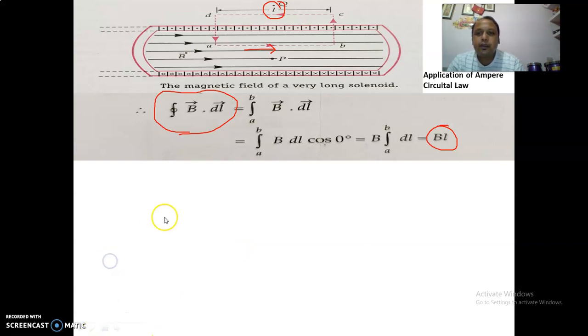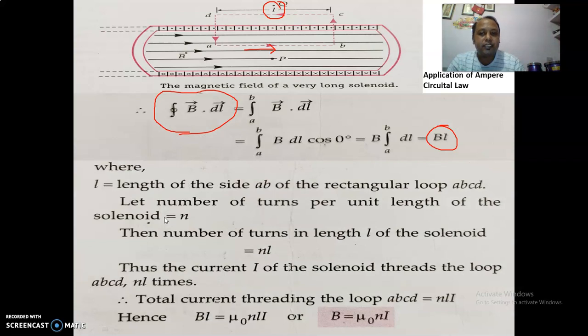Okay. Now we will consider the right hand side. It is mu naught I, where I is the total current which is threading the loop. Threading the loop means the loop ABCD we have considered. So in this loop, the number of times the turn is passing through the loop multiplied by the current will give you the total current threading the loop. So we need to first calculate the number of turns which are threading the loop. For this, we have considered a number n, which is the number of turns per unit length.